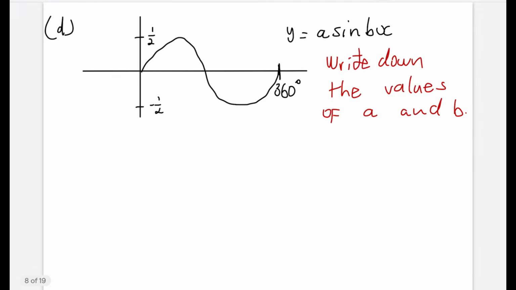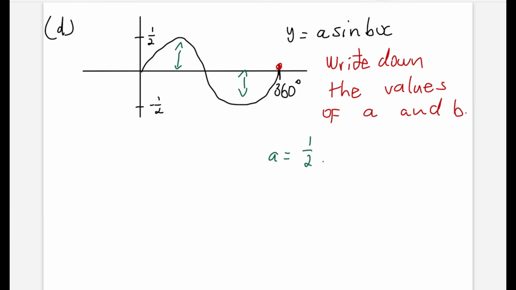Now, here we are given that this black graph here is y is equal to a sine bx, and we're asked to write down the values of a and b. As you can see, the distance between its horizontal point and its highest point is a half. Distance between its horizontal point and the lowest point is negative a half. Okay, we can see this hasn't been shifted up or down. And we can also see that it completes itself at 360. Now, the fact that the highest and lowest point is the distance of a half tells us that a is a half. It's been stretched a half times. In fact, it's been squashed.